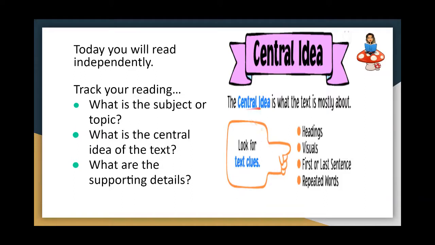Remember, the central idea is what the text is mostly about. Say that with me, boys and girls. The central idea is what the text is mostly about. To help you figure this out, you are going to look for text clues. Those text clues include headings, visuals, the first or last sentence, and any repeated words. This will help you become successful in locating the central idea and the details in a text.